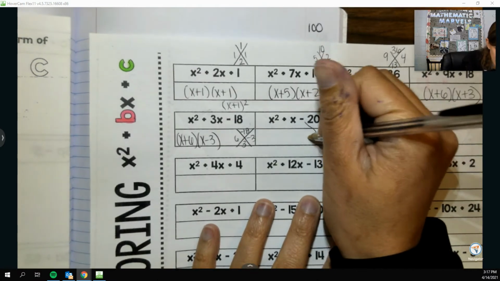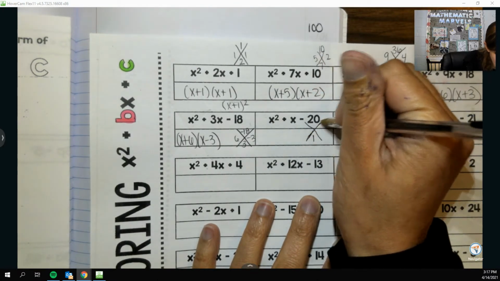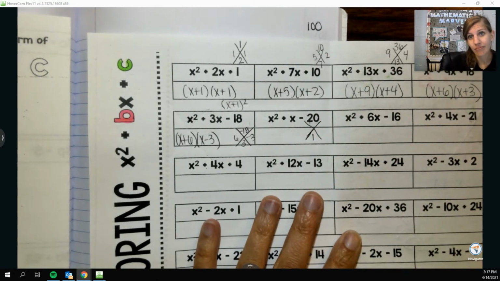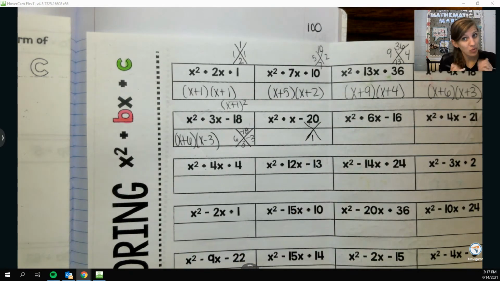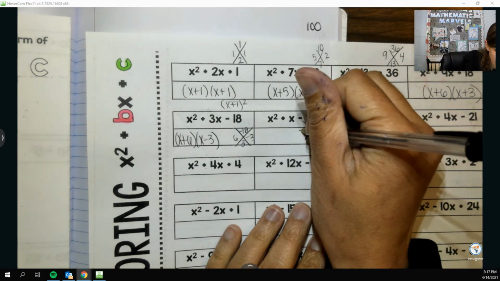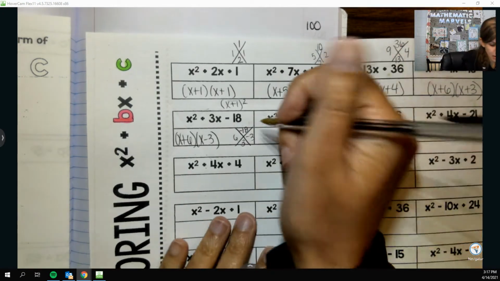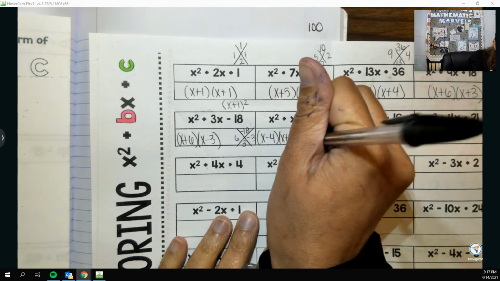On this one, what multiplies to negative 20 and adds to 1? If I don't see a number on an x, then it's 1. Now, when your sum is real small, you want your numbers real close together. So the numbers that I'm picking here should be very close together. So 4 and 5. And I need the 4 to be negative to get a positive 1. So we'll have x minus 4, x plus 5.